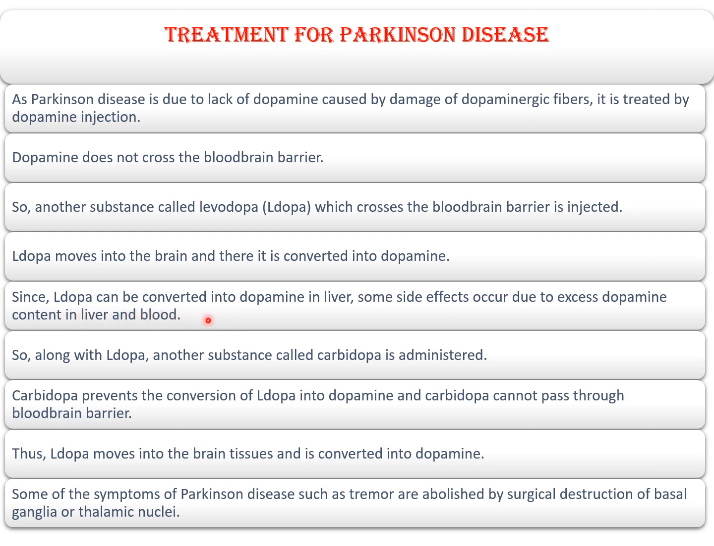Since the L-DOPA can be converted into dopamine in the liver, some side effects occur due to excess dopamine content in the liver and blood. So along with the L-DOPA, another substance called carbidopa is also administered. Carbidopa prevents the conversion of the L-DOPA into dopamine, and carbidopa cannot pass through the blood-brain barrier. So L-DOPA moves into the brain tissue and it is converted into dopamine. Some symptoms of Parkinson's disease such as a tremor are abolished by surgical destruction of basal ganglia or thalamic nuclei.